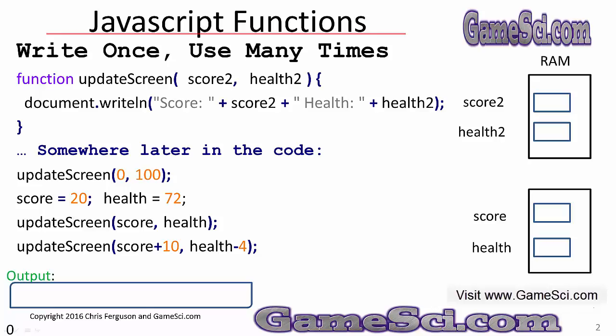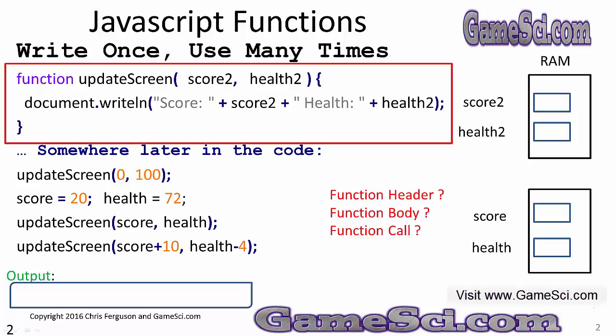So updating the screen is a good example. I'd rather update the screen in one function than scatter screen updates all over the code. So we're going to write the code to update the score and the user's health on the screen in one spot. So we only have to maintain one spot in the code updating the screen. Write once, use many times.